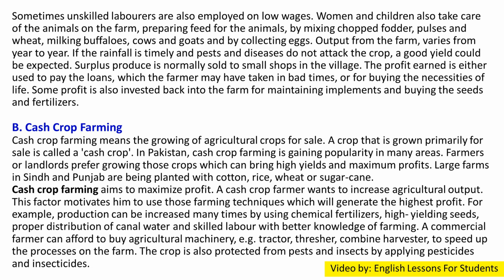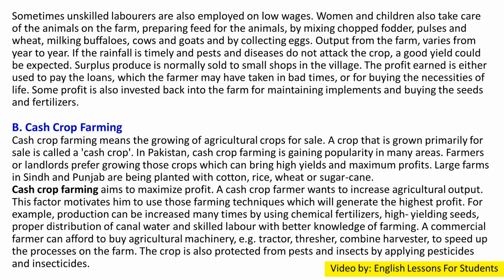Sometimes unskilled laborers are also employed on low wages. Women and children also take care of the animals on the farm, preparing feed for the animals by mixing chopped fodder, pulses and wheat, milking buffaloes, cows and goats, and by collecting eggs. Output from the farm varies from year to year. If the rainfall is timely and pests and diseases do not attack the crop, a good yield could be expected.